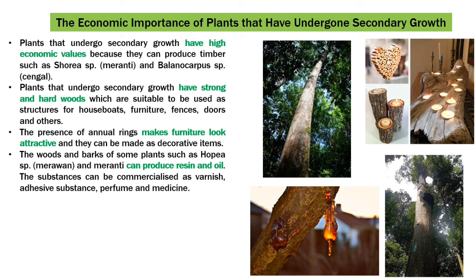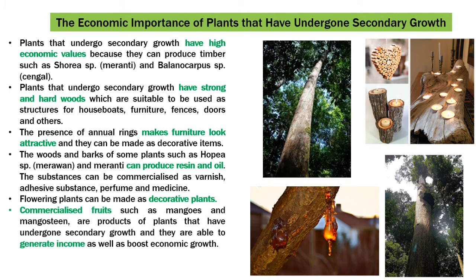Some plants such as Hopea, Merawan and Meranti can produce resin and oil. The substances can be commercialized as varnish, adhesive substance, perfume and medicine. Flowering plants can be made as decorative plants. And last but not least, commercialized fruits such as mangoes and mangosteen are products of the plants that have undergone secondary growth and they are able to generate income as well as boost economic growth. So, with that, thank you.